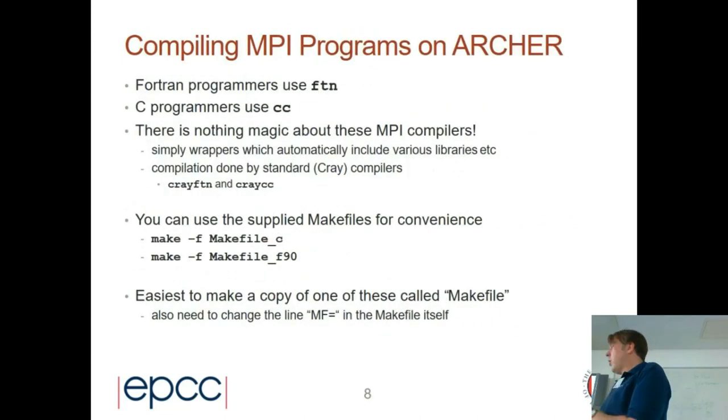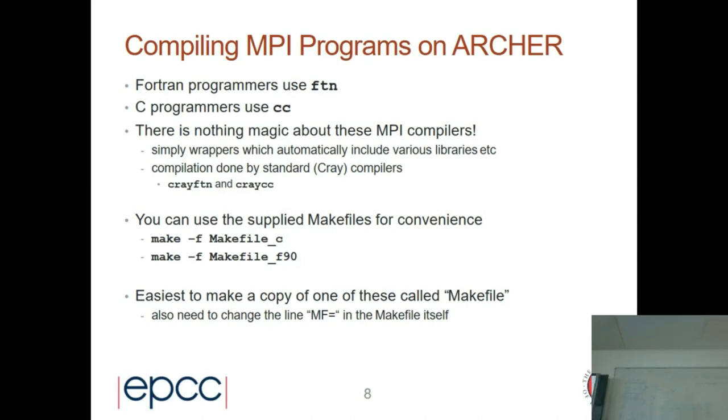Compiling MPI programs on Archer. Fortran programmers choose ftn and C programmers should use cc. You might think of these as MPI compilers, but they're not actually MPI compilers. They're just wrappers which call the Cray Fortran and Cray C compilers. They appear to be compilers, but the wrapper puts all the include paths and link paths in for you. Although you often run a special compiler to compile MPI programs, it's just a wrapper which under the hood calls the C or Fortran compiler. We will by default use the Cray compilers.